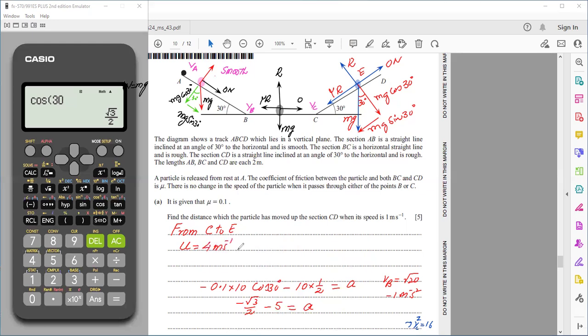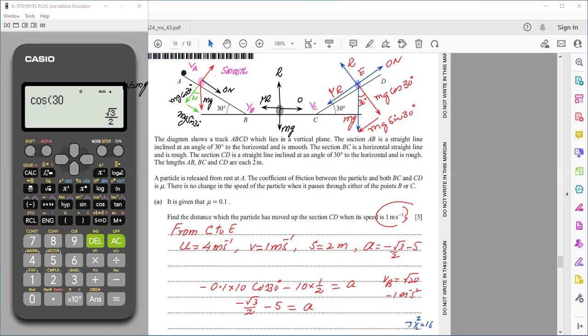The final velocity is given according to the question. C to D is 1 meter per second. The distance from C to D is already given, which is equal to 2 meters. And the value of a, I calculated, is minus root 3 by 2 minus 5.